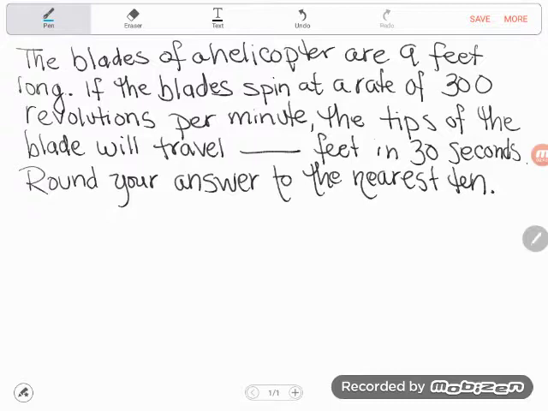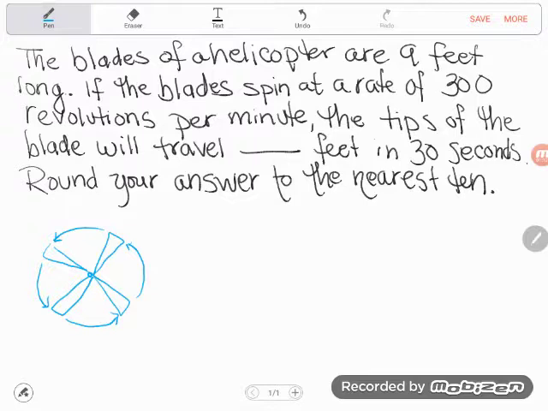Now, the first thing to realize is the shape that the blades of a helicopter make. Think about it. Let's imagine we're looking at it from a top view. If you have the helicopter blades and they go spinning around, well, it's pretty clear to see that that forms a circle. So right now I'm in the world of circles.